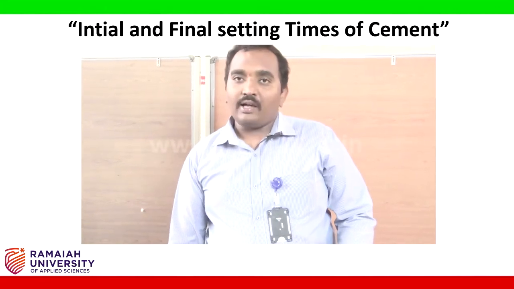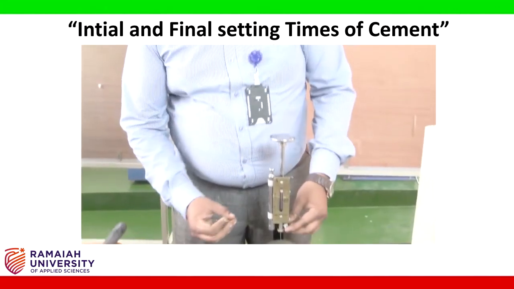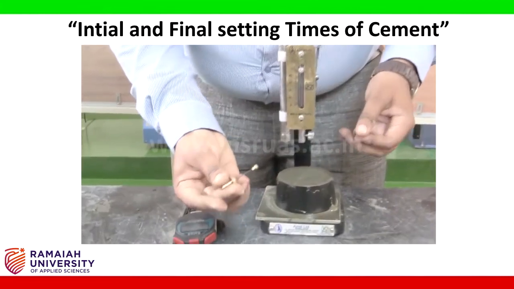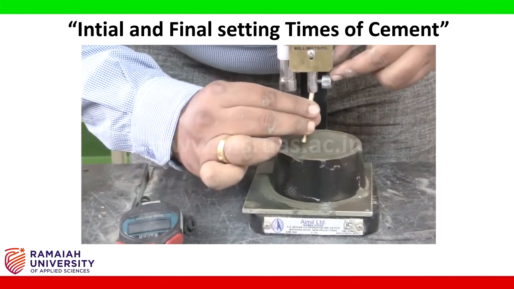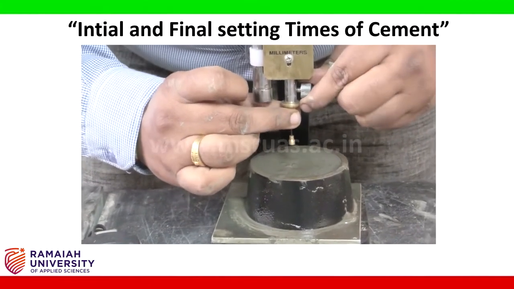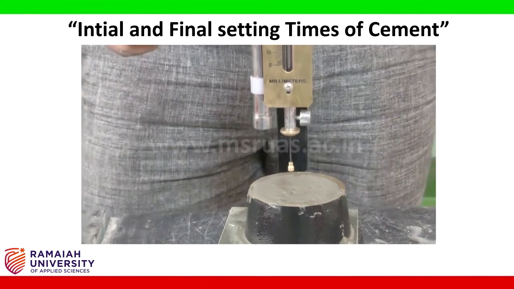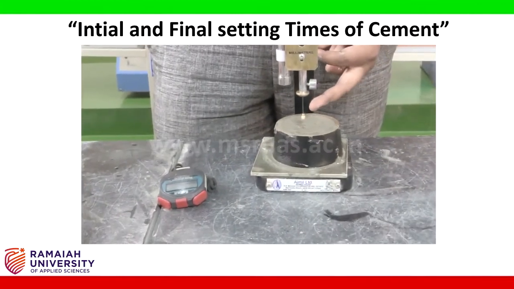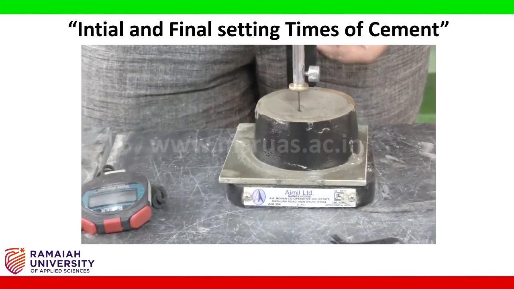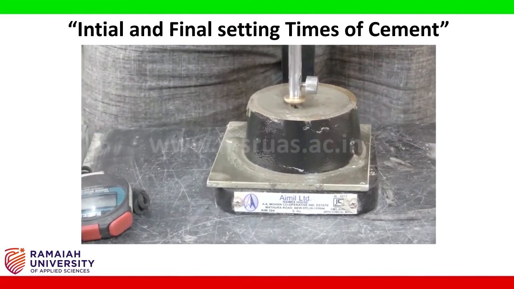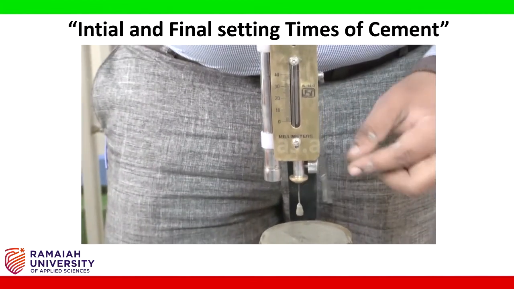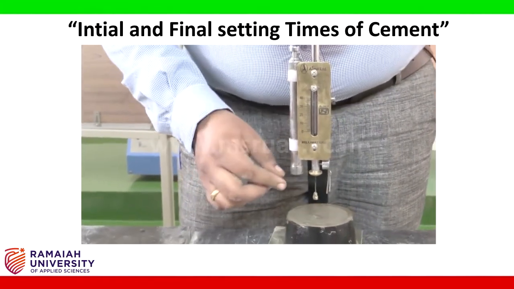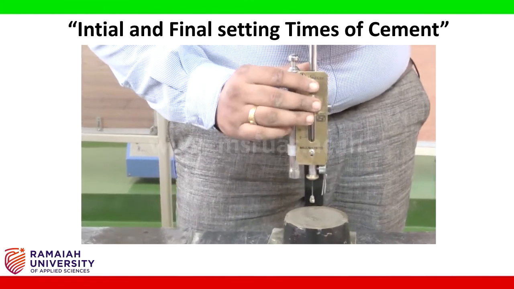After obtaining the initial setting time, for the same mix, I am going to replace the initial setting time needle with the final setting time needle. I am going to test the same thing at an interval of 15 or 20 minutes. If you keenly observe, soon after the initial setting time, the entire needle is going to penetrate. At one particular instant, you observe only one dot mark on your sample. That particular time we call the final setting time.